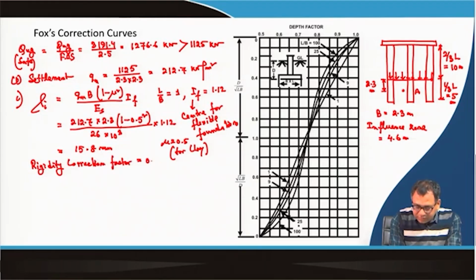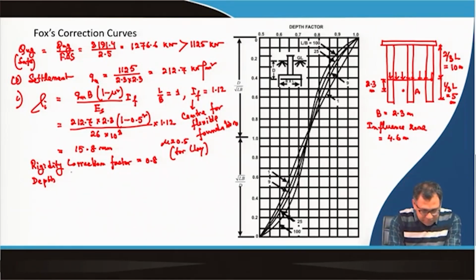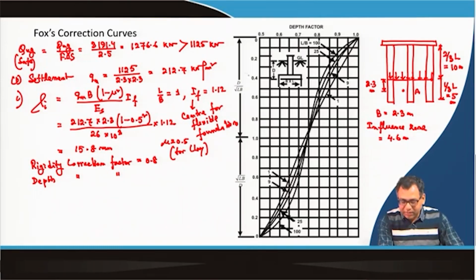Rigidity correction factor is 0.8 because we have taken the IF for flexible foundation at the center, and the depth correction factor for the immediate settlement, and for the consolidation settlement there will be a pore pressure correction also. This correction factor. So, what will be the depth correction factor? Now, here in my shallow foundation design, I consider the upper part of this chart, okay, that was d by root LB. So, this chart was given in the IS code.